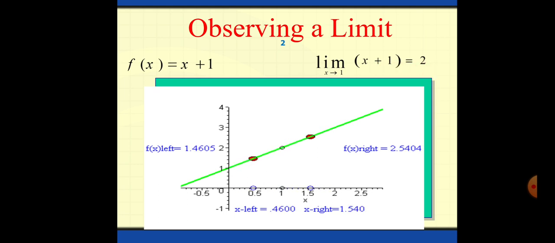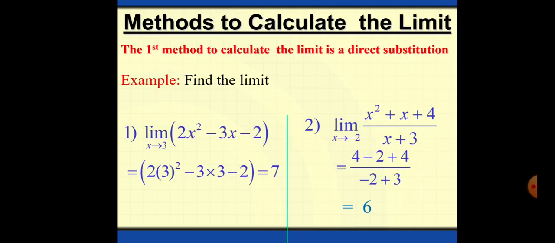There are several methods to find limits. Method number 1, direct substitution. In these two examples, we can use direct substitution, as we can substitute here x equals 3 to get your final answer, and this limit as well, you can substitute x equals 2 to get your final answer.